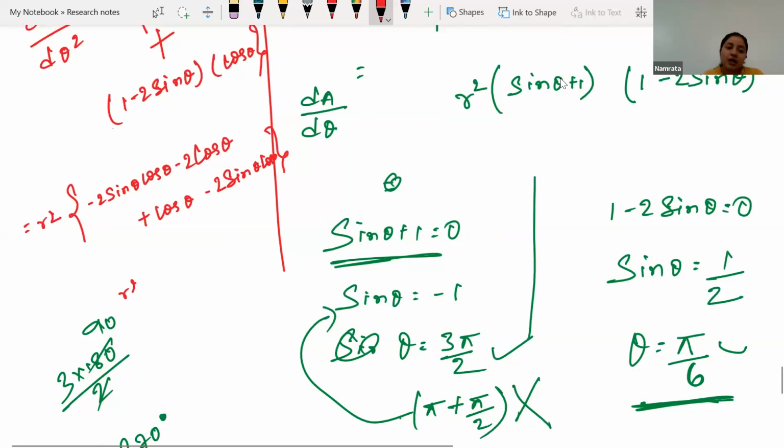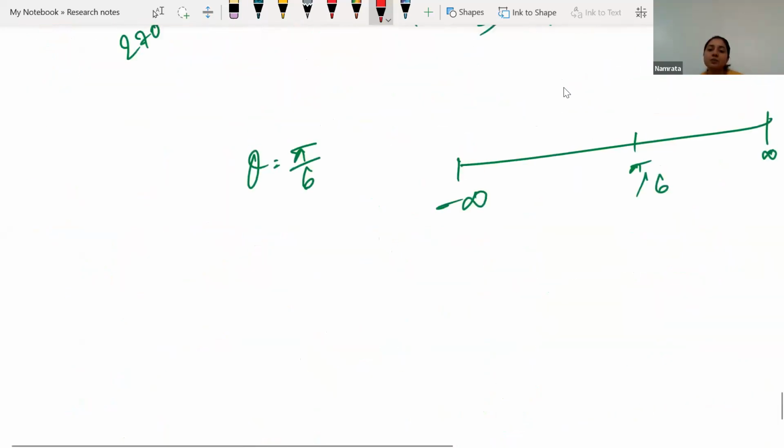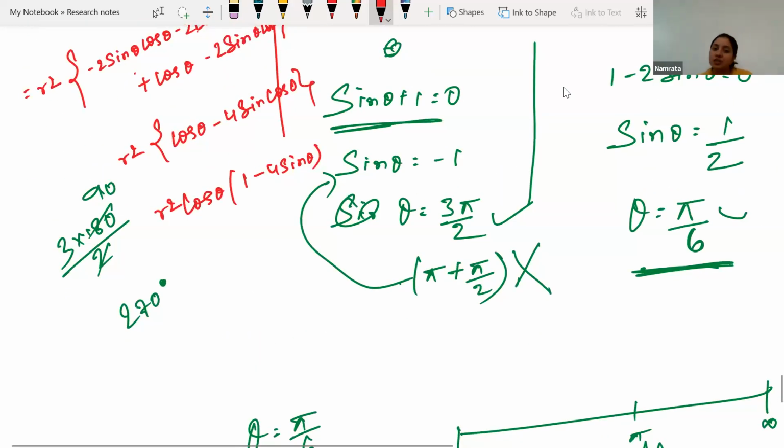Now it will become r square times: minus 2 cos theta plus cos theta becomes only cos theta, and minus 2 sine theta cos theta minus 2 sine theta cos theta becomes minus 4 sine theta cos theta. Here we can take cos theta common out, so it will be cos theta times 1 minus 4 sine theta. This is what we are getting as the double derivative. We know the theta value is pi by 6. We need to put it here just to check whether it will be positive or negative.